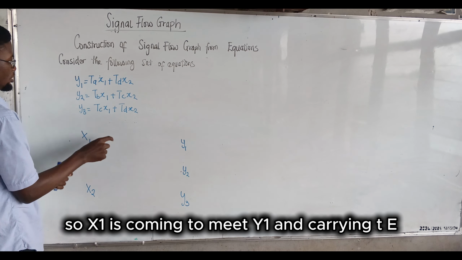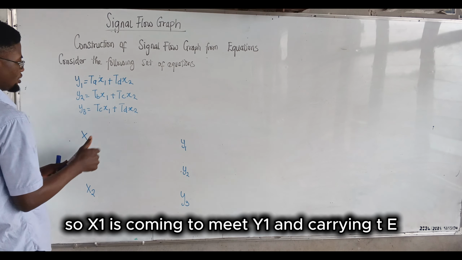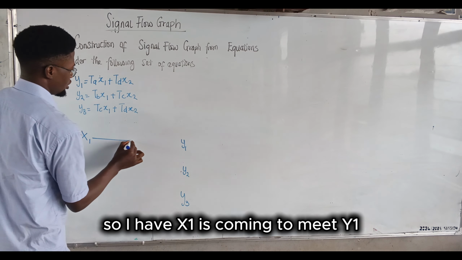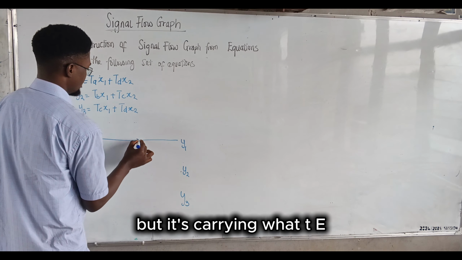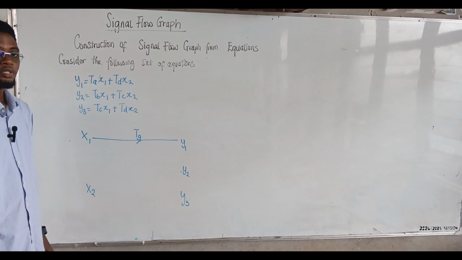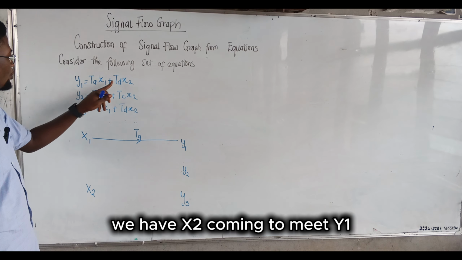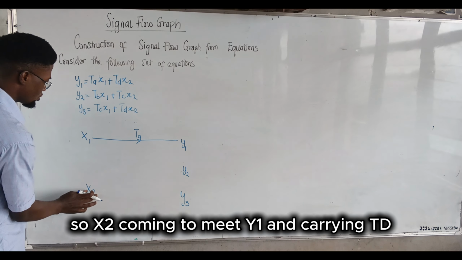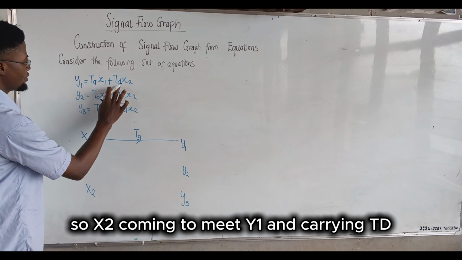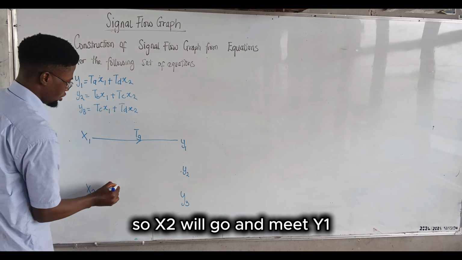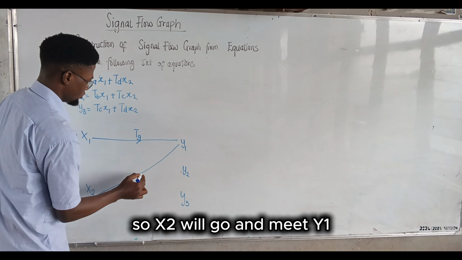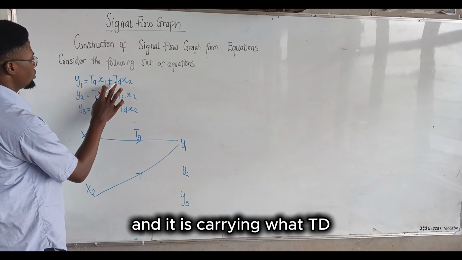So let's start with this one. X1 is coming to meet Y1 and carrying TE. So which other one again? We have X2 coming to meet Y1 but is carrying TB. So X2 will go and meet Y1 and it is carrying what? TD.